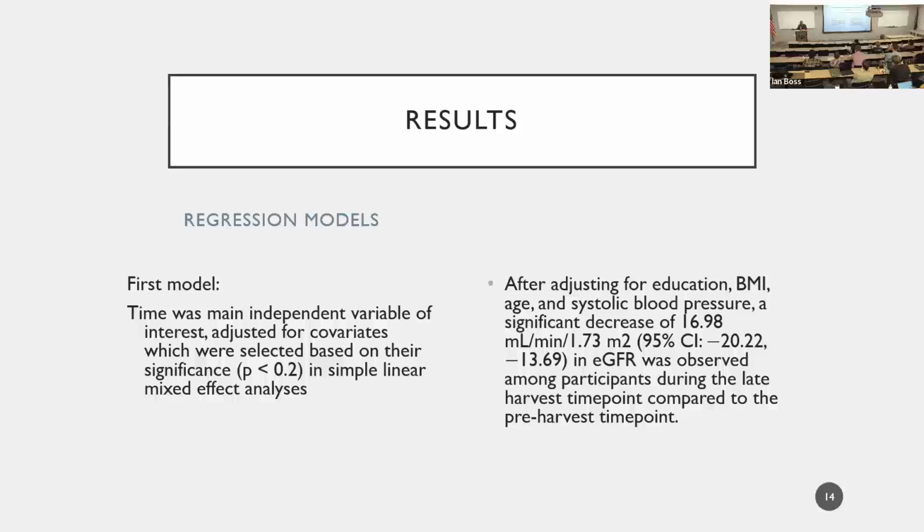In the first model, they looked at time, and they were looking, I think, particularly to evaluate how eGFR changed between the pre-harvest and harvest. And after adjusting for the other variables that they looked at, like education and so forth, they did see a significant difference, both overall, I think, which is listed here, as well as within the field worker group.